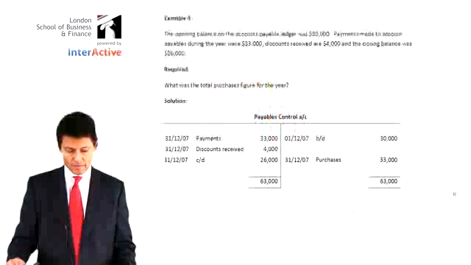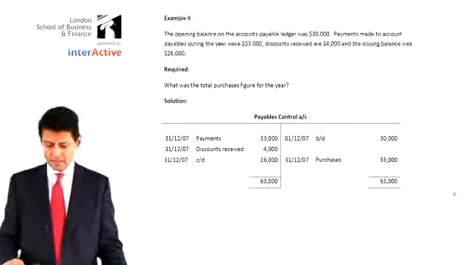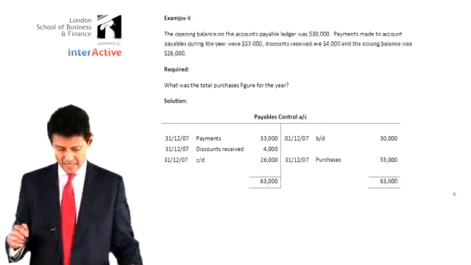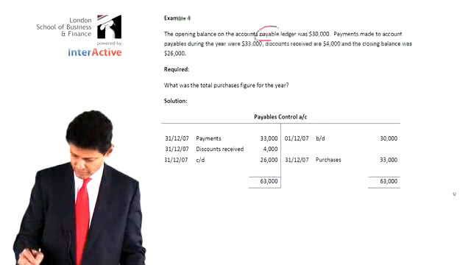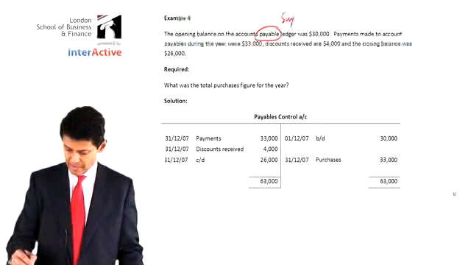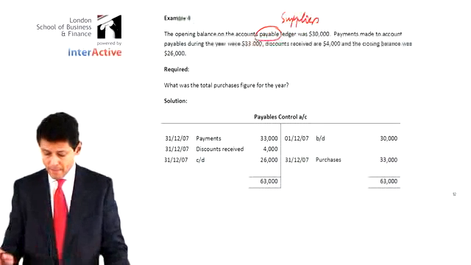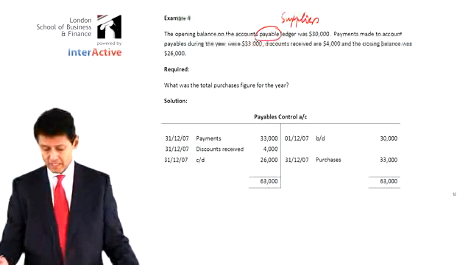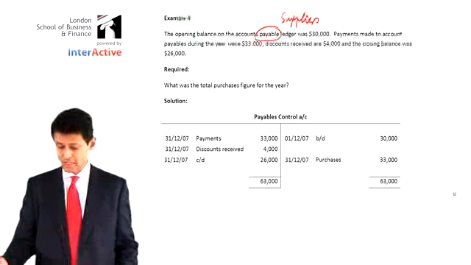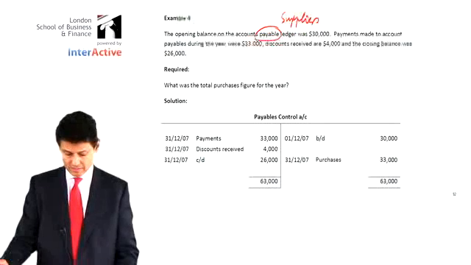Right, let's march on to example 4 as we continue to do business with this quite detailed syllabus and indeed this very detailed session. Example 4, the opening balance on the accounts payable ledger. Now we're talking payables, be careful, suppliers, that kind of thing. The opening balance of the accounts payable ledger was 30,000. Payments made to account payables during the year were 33,000. Discounts received were 4,000 and the closing balance was 26,000.